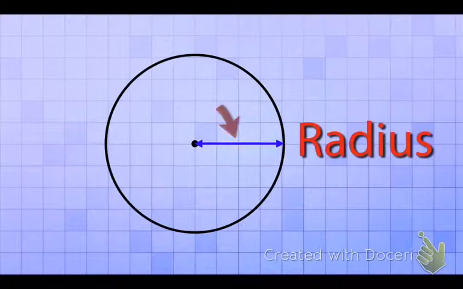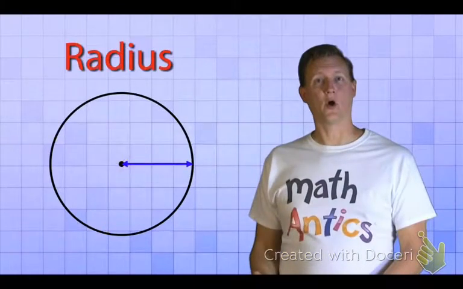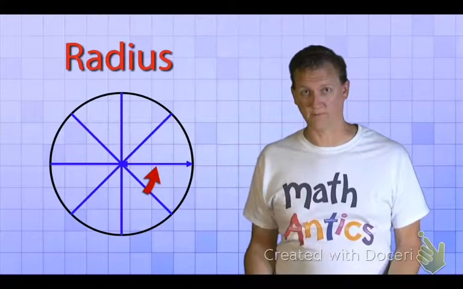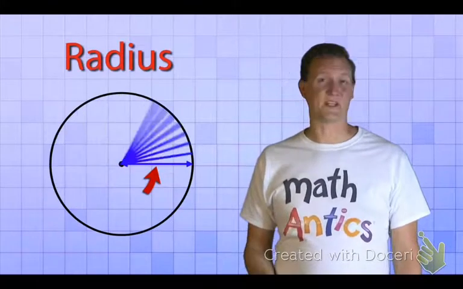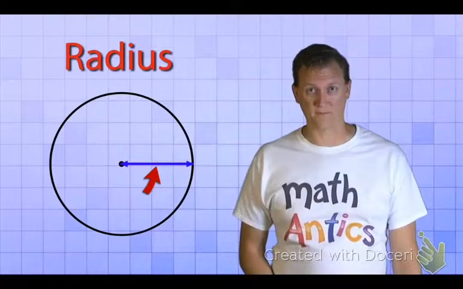The radius is important because it's the distance from the center of a circle to any other point on the perimeter of that circle. And even though a circle only has one radius dimension, you can draw as many radius lines as you want to. Usually you'll only see one radius line drawn, since it's the same length no matter where you draw it.